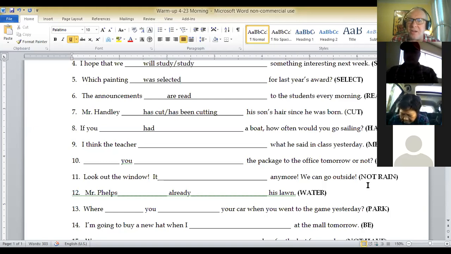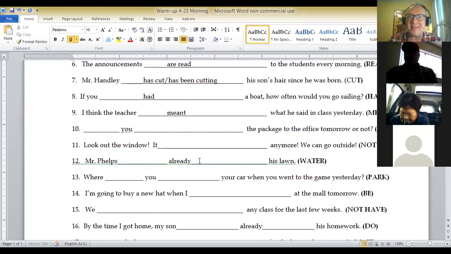The next one is an irregular verb. It's yesterday, so obviously it's past, but it's not such a popular one. Mean. Do we know the past tense of mean? M-E-A-N-T. Very good, Jenny. Meant. Pronunciation is meant. I think the teacher meant what he said in class yesterday.